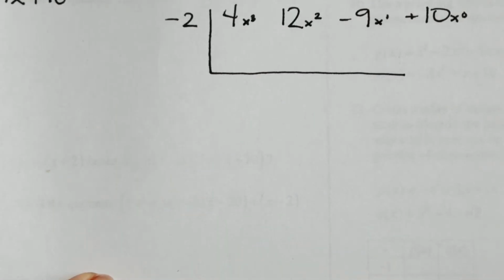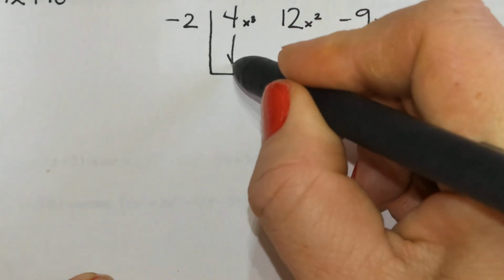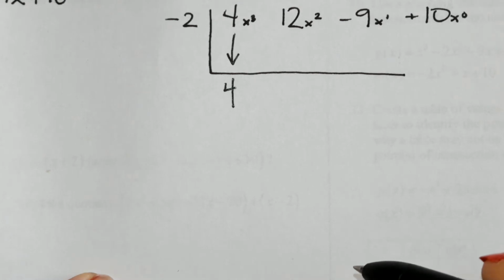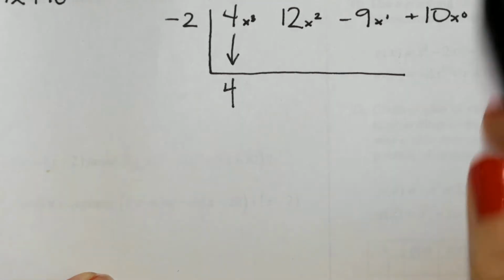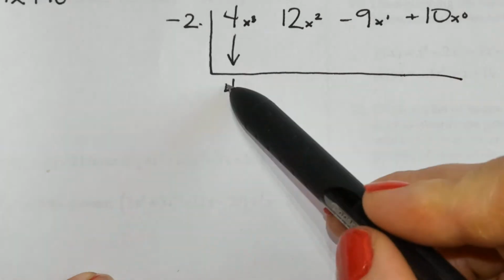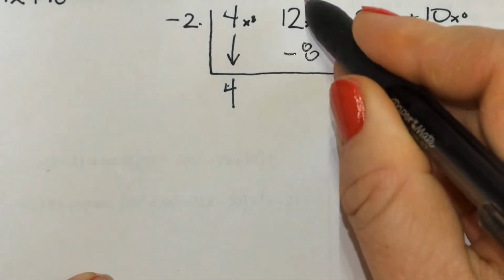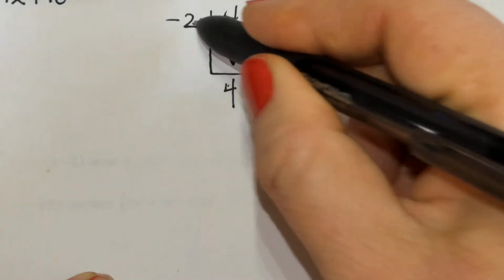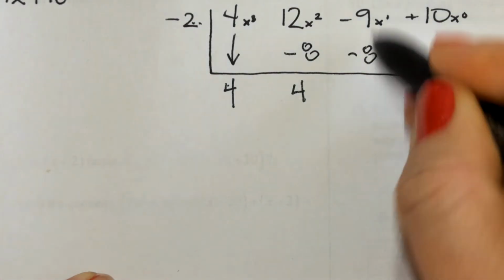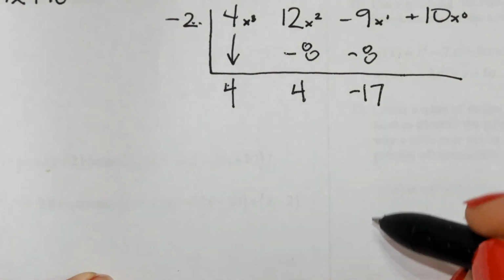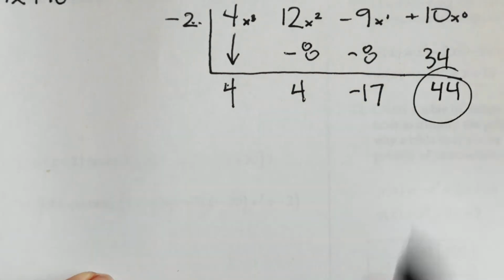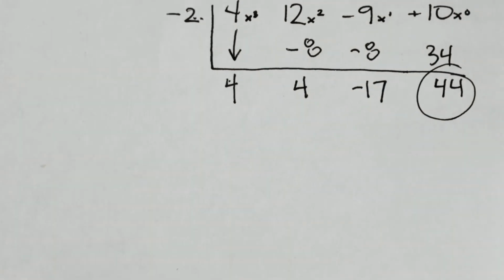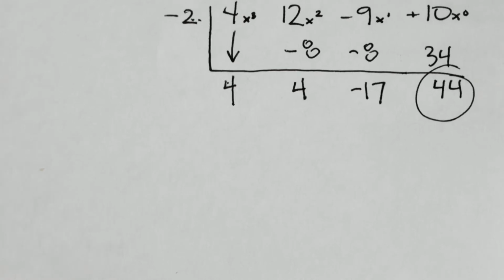With synthetic division, I refer to it as MAMA because we start by bringing down the first number, and then we follow MA, multiply, add, until I get the last number here. Multiply to come up with -8, add down for 4. Multiply to get -8, add down for -17. Multiply for 34, add down for 44. Describe what this means in the next question.